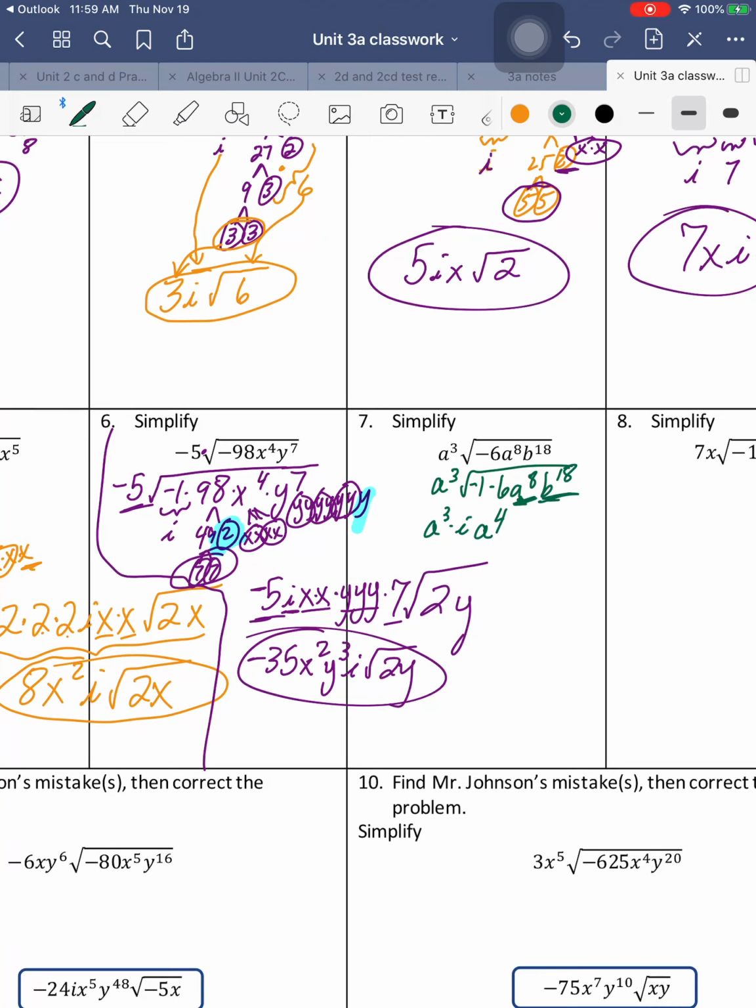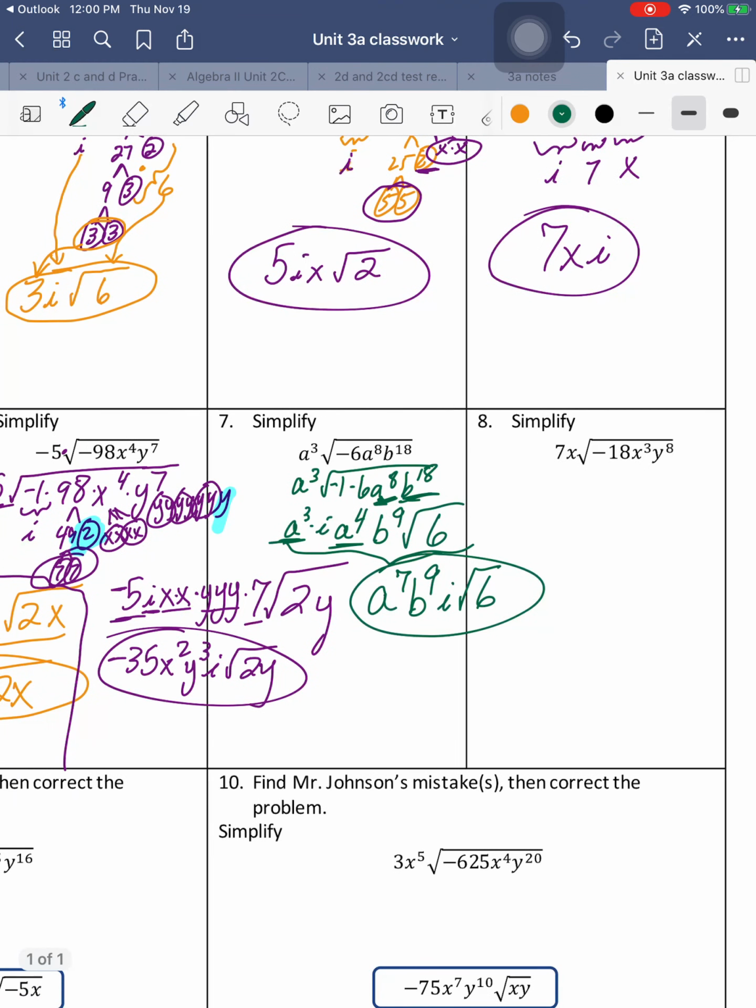How many pairs can you take out of b to the 18th? Well, you can take out 9 of them, so that's going to be b to the 9th. And the only thing that's left over is the 6, because the 6 doesn't break down, it's just 3 and 2. It doesn't simplify with the radical. So we have a to the 3rd times a to the 4th. So like bases, with multiplication, you add the exponents. B to the 9th, I square root of 6.